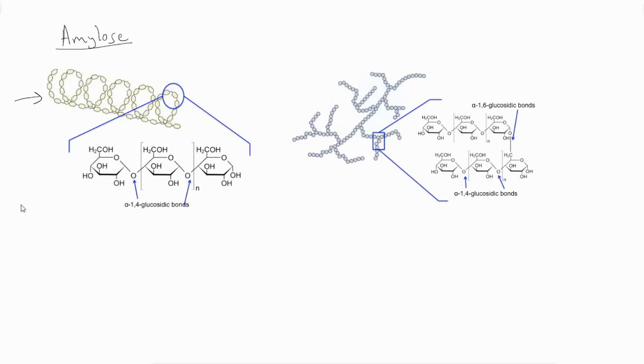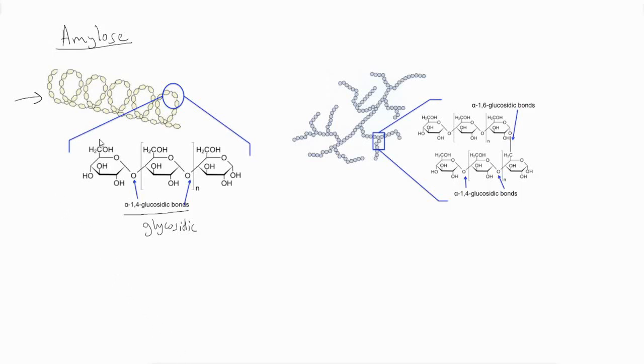Now, amylose contains only one type of glycosidic bond, and here this is the alpha 1,4 glycosidic bond. Now here we've got two variants of the name. You can say glycosidic or glucosidic. So please check your specification for which one you should use.